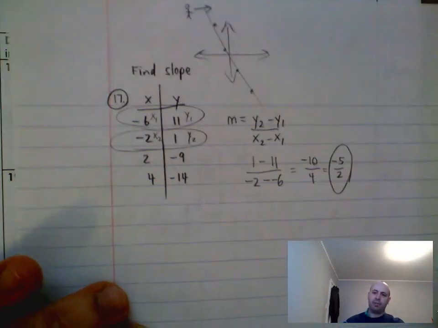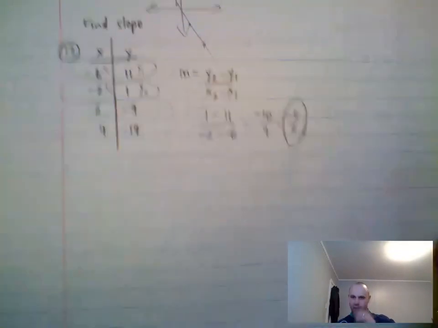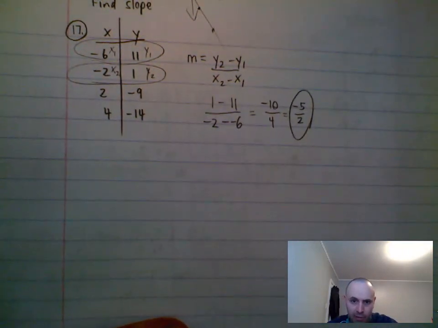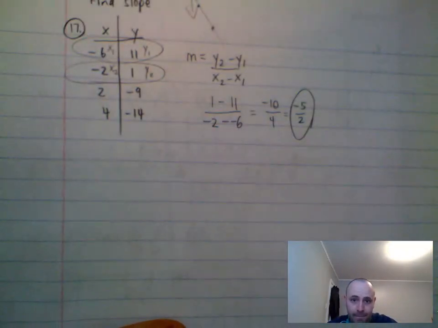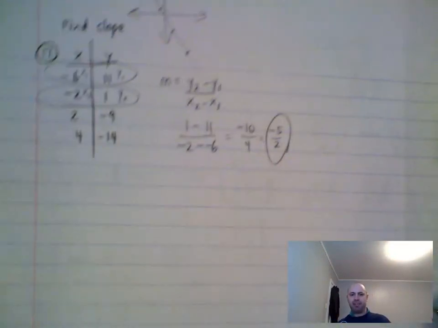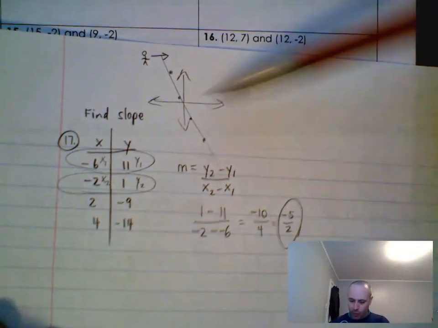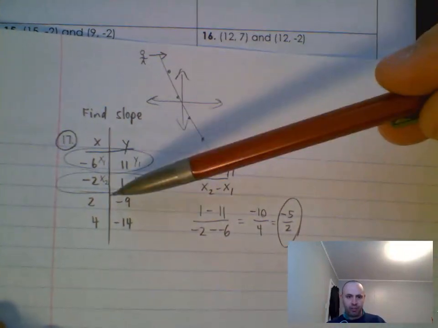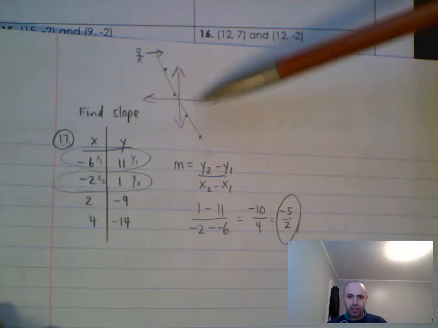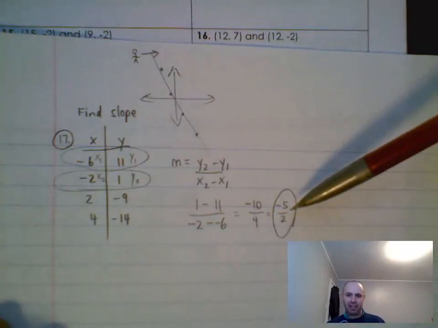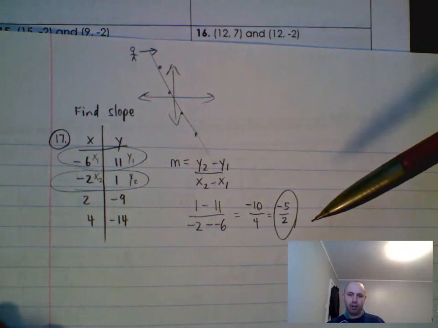You don't have to put negative 2.5, because usually with slope, they keep it as an improper fraction. So that would be your answer, negative 5/2. And that makes sense because if you look at the way I plotted these 4 points real quick, you can see that that's going to be a negative slope. So I'm glad that we got a negative answer there. That's showing me we did that correctly.